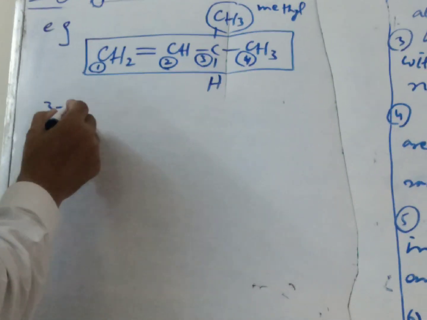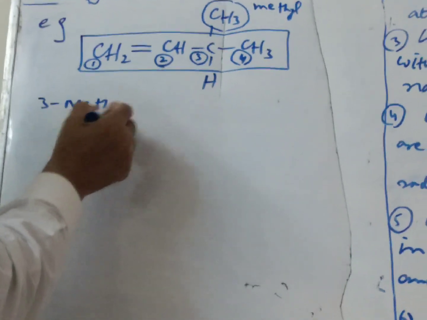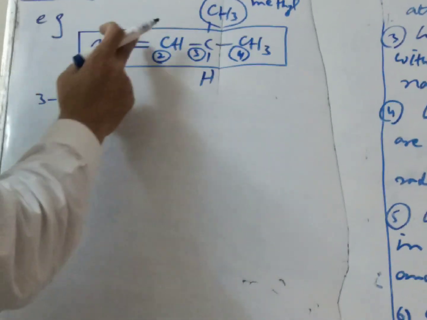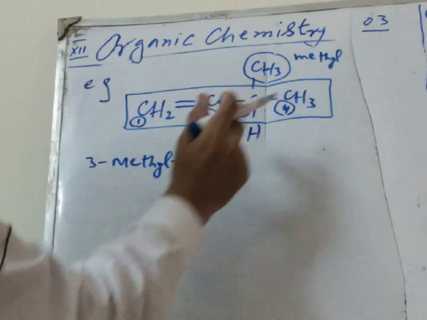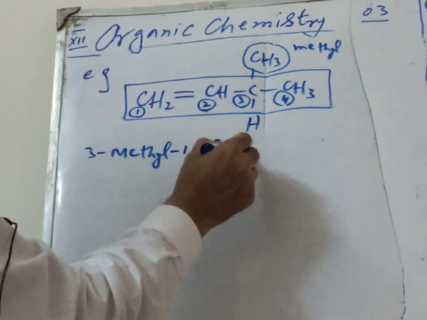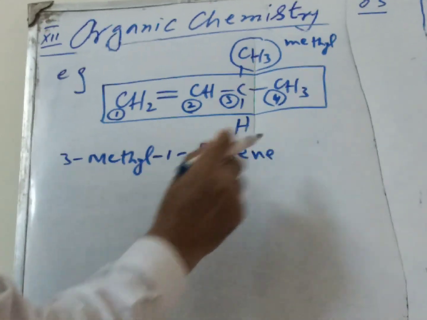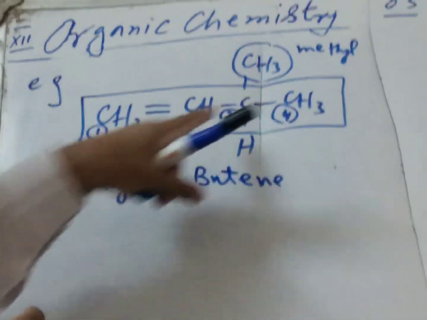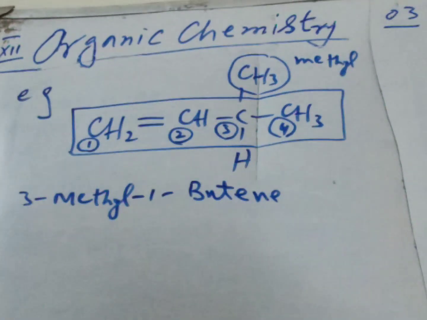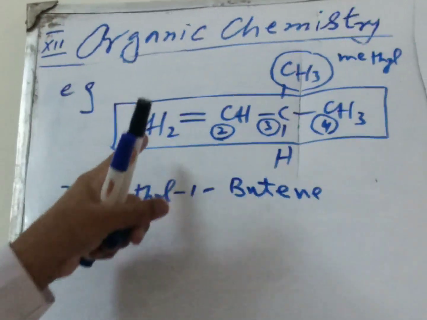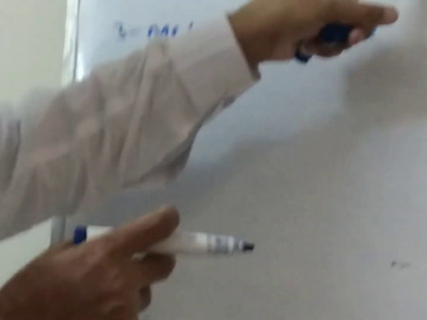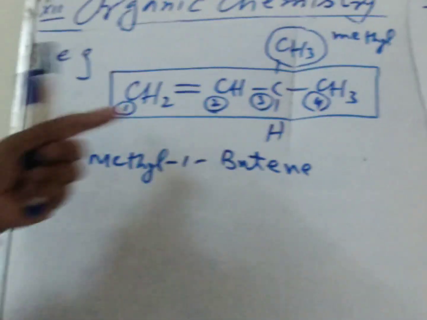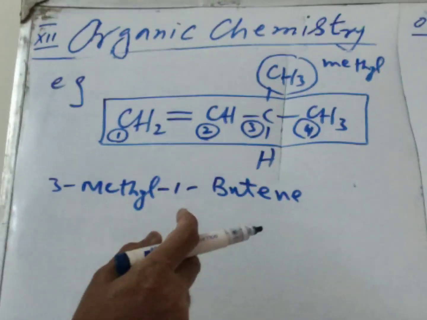So you should write 3-methyl. The position of the double bond is 1. Parent name is but, so you should write butene. You know, but is for 4, ENE represents the double bond. So in this case, 1 represents the position of the double bond. But means 4 carbons, ENE is the double bond. This is the IUPAC name of the alkene.